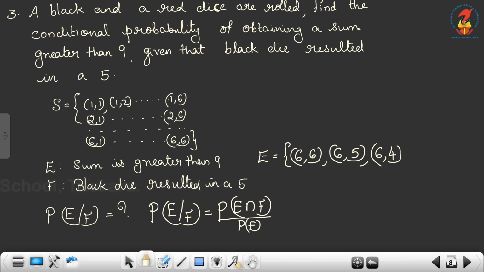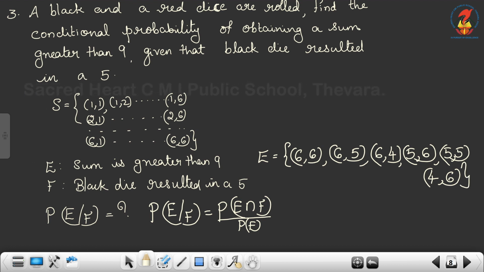Then what about the 5th row? In the 5th row, the last element is 5, 6, that is 11. Then 5, 5 is 10. 5, 4 is 9, that we can't take. Sum means you have to add these two. So from the 5th row, only 2 outcomes. Then what about the 4th row? 4 and 6, the last element. 4, 5 is not possible. So this many outcomes in E.